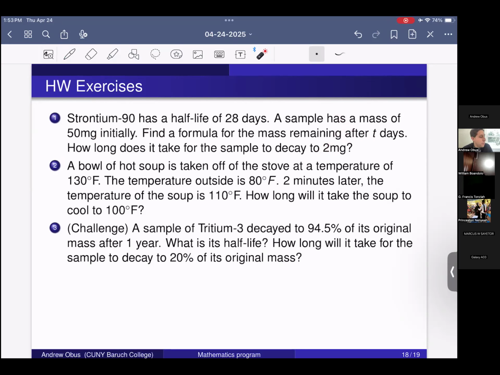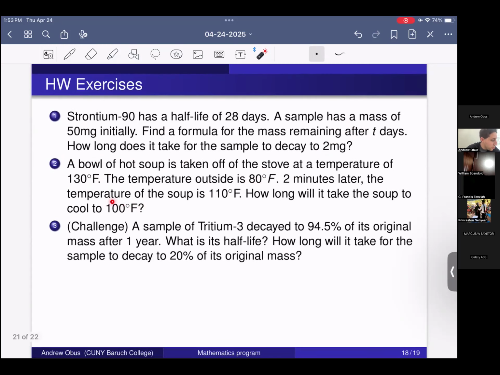Number 2, a bowl of hot soup is taken off the stove at a temperature of 130 degrees Fahrenheit. Temperature outside is 80 degrees Fahrenheit. 2 minutes later, the temperature of the soup is 110 degrees Fahrenheit. How long will it take the soup to cool to 100 degrees Fahrenheit? So this is a Newton's law of cooling problem, similar to the last one that we did.